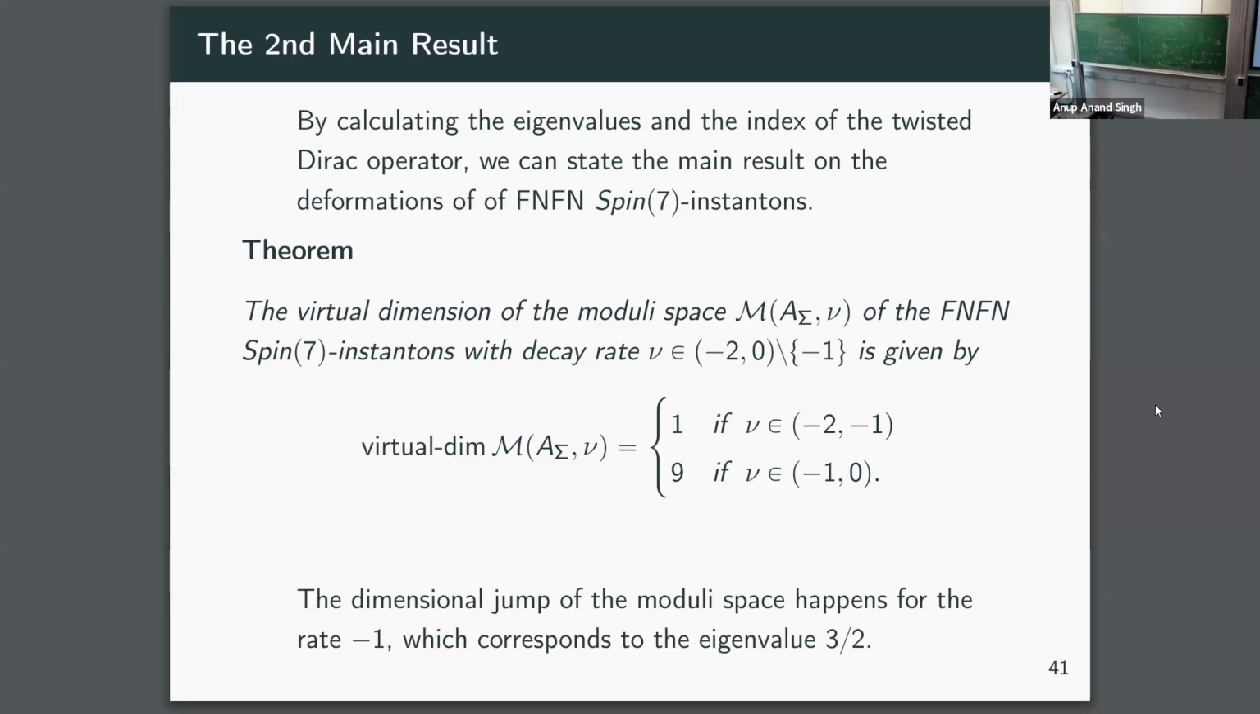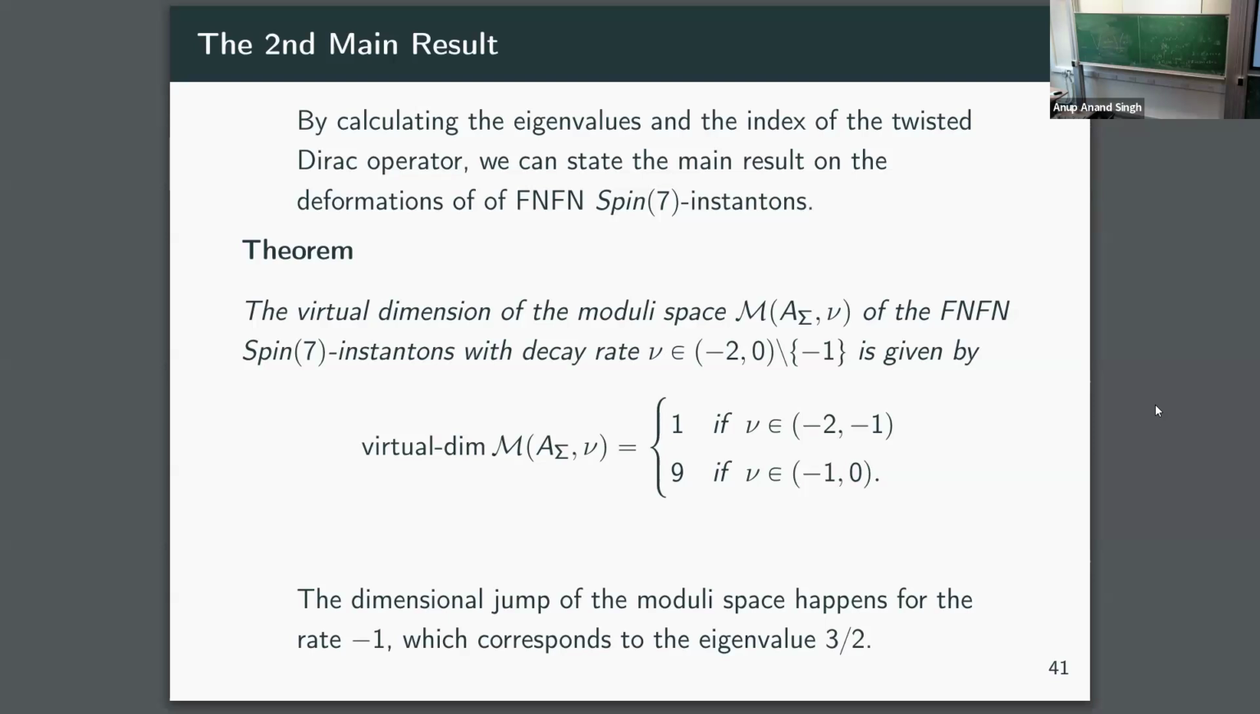At that point, when you move your mu from -2 to 0, that's your range. And when you reach -1, finally, the dimension of the moduli space will jump by 8 dimensions, because the eigenspace of that eigenvalue is 8-dimensional. It comes from the spin representation of space. So that's the dimension jump.